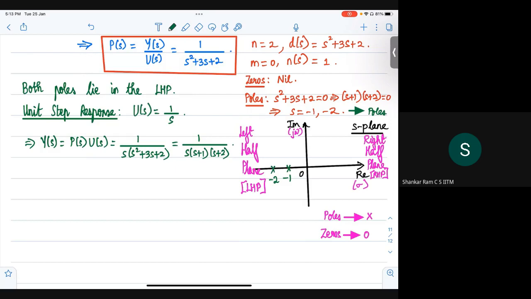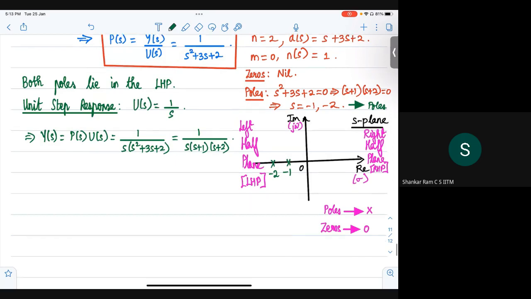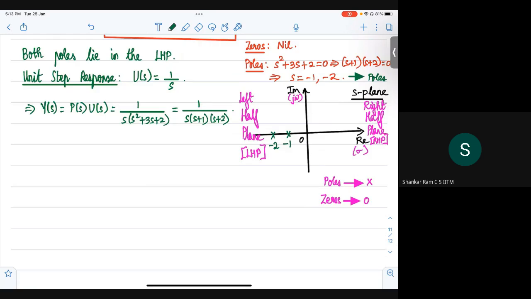When we are talking about the unit step response, we want to get y of t, right? So how do we go from y of s to y of t? We need to take the inverse Laplace transform. If I want to take the inverse Laplace transform, I need to do partial fraction expansion. We can see that there are three factors, s, s plus 1 and s plus 2.